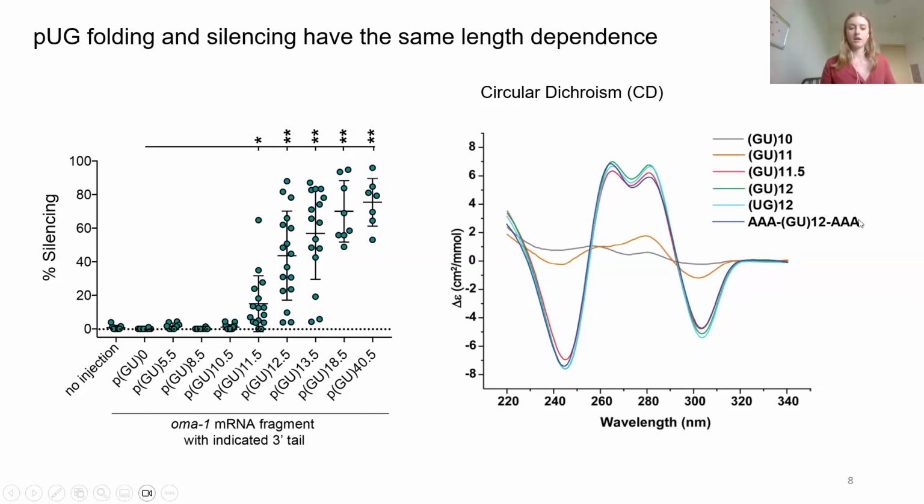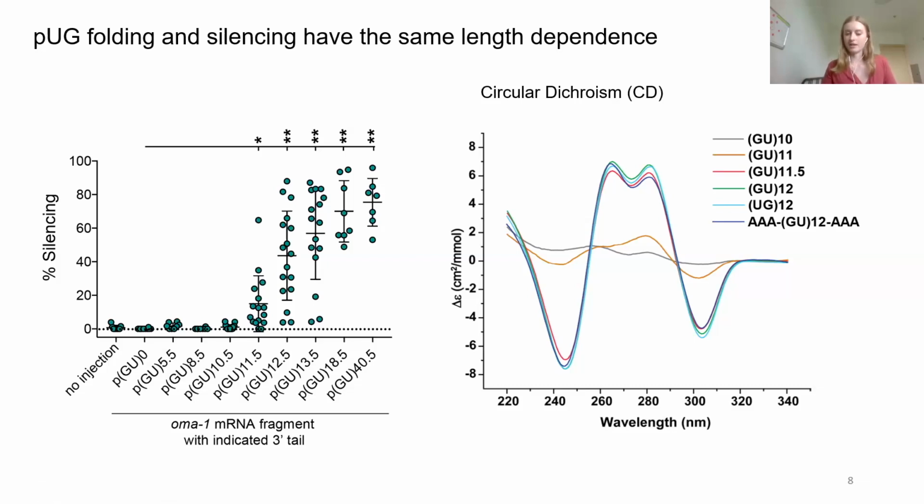So it doesn't matter whether it's on its own or in the middle of an RNA. And so awesome, we do have this correlation between some kind of length dependence for silencing and for folding. But we want to know more than just, could it be related to a structure? We want to know what this structure is.